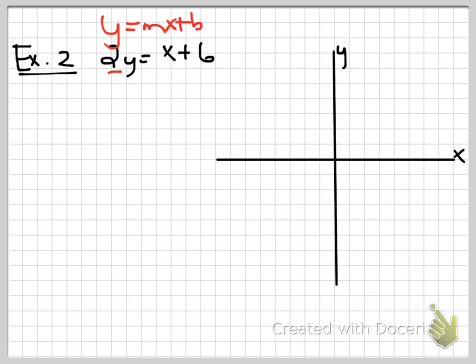So the first thing I want to do is divide everything by 2. That's the thing that's keeping my y from being by itself. Okay, so this is going to cancel and give me 1y, or y equals. And remember, I can separate x over 2 and 6 over 2. So then I have x divided by 2 plus 6 divided by 2 is 3.